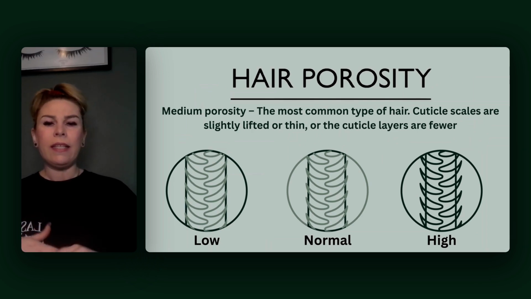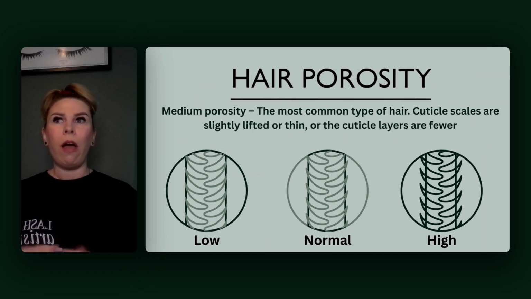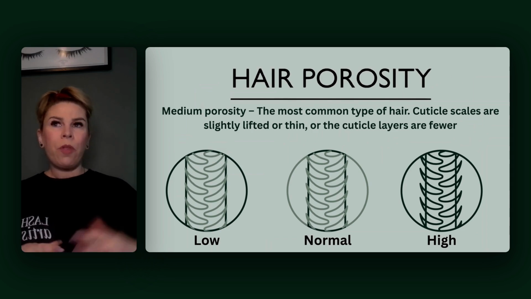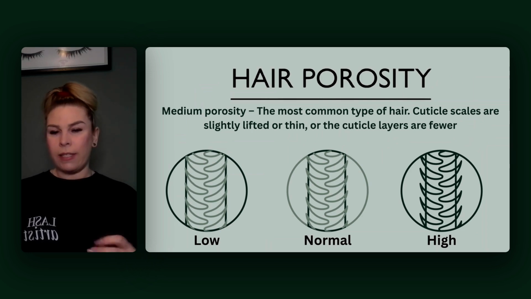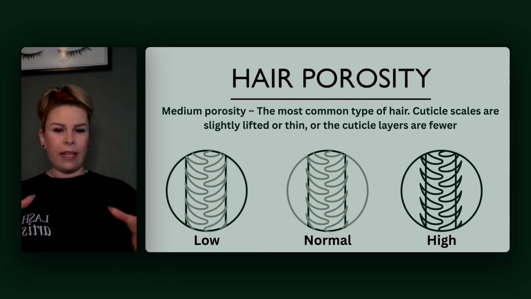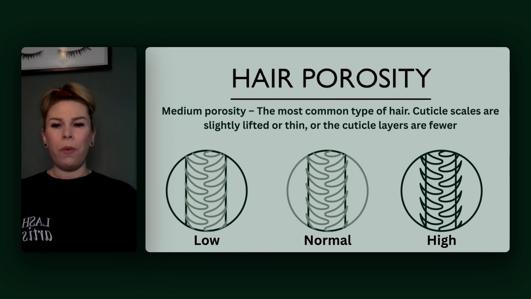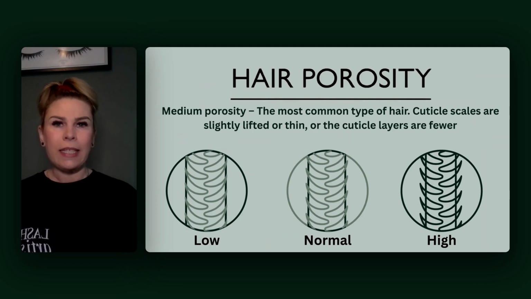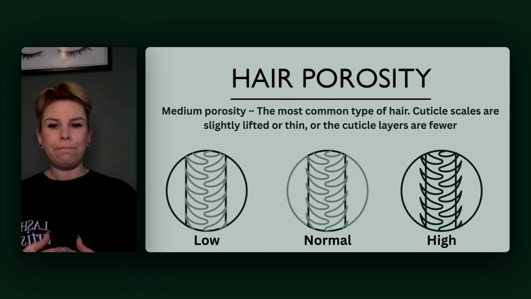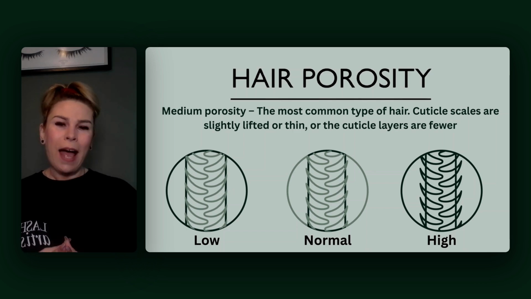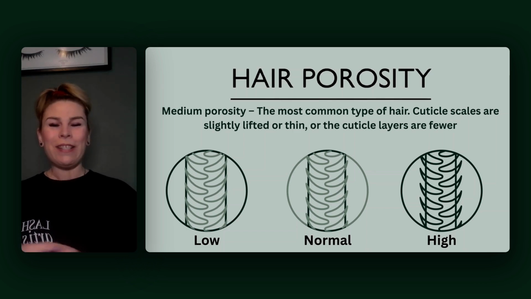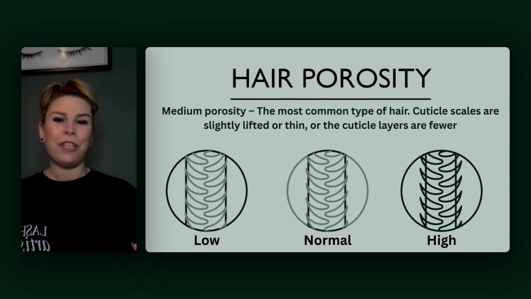So the medium porosity is the most common type. Out of 30 clients, I probably have one client with high porosity, and probably two or three with low porosity, and everybody else sits around that normal range. So that's good news. It's why it's good to always refer back to these trainings, because maybe you didn't know about hair porosity before, right? This might be something new, and you could have been lashing for 5+ years. And now you're going to go back to work tomorrow and start looking at the porosity of the natural lashes.